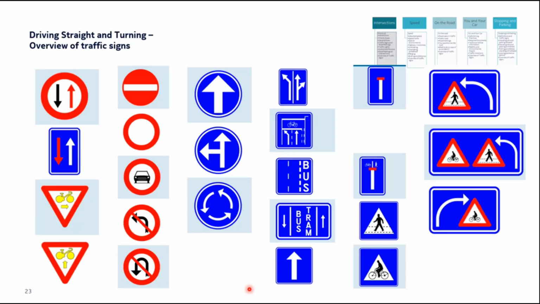So let's quickly look at the traffic signs, and these are the traffic signs related to junctions or driving straight and turning. Basically, on the left, let's start from the left. These are kind of priority signs, even though this is a prohibition sign. This is a sign that you will see at a road that has been narrowed. So these two signs always go together.